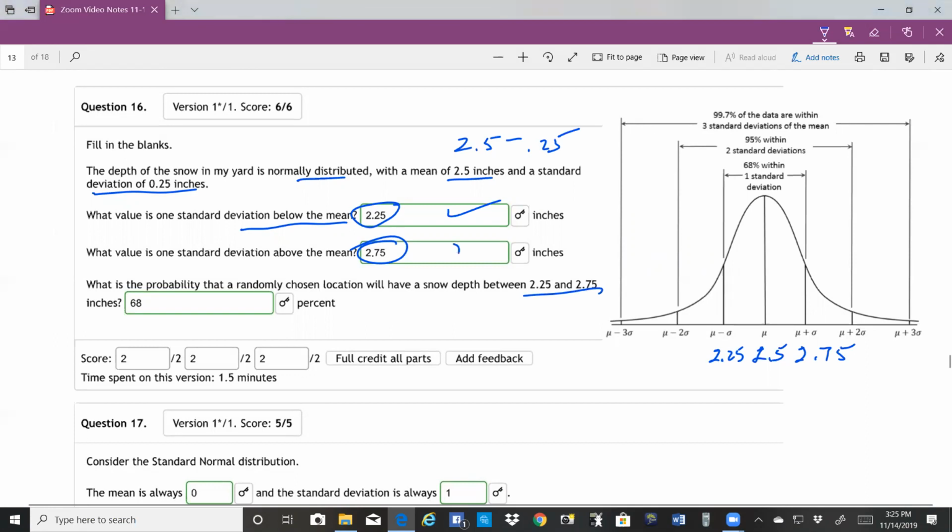So that's these answers. What's the probability that a randomly chosen location will have a depth between minus 1 standard deviation and plus 1 standard deviation? Well, that's exactly the area here, which is 68%.